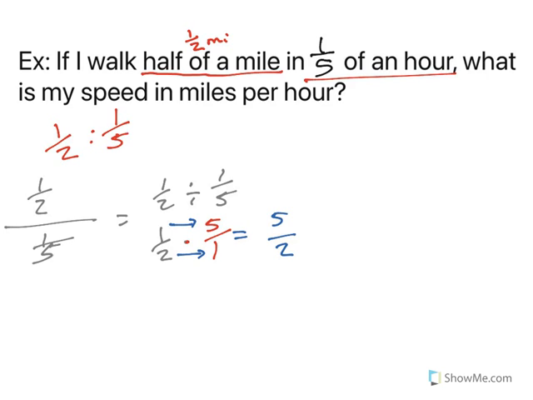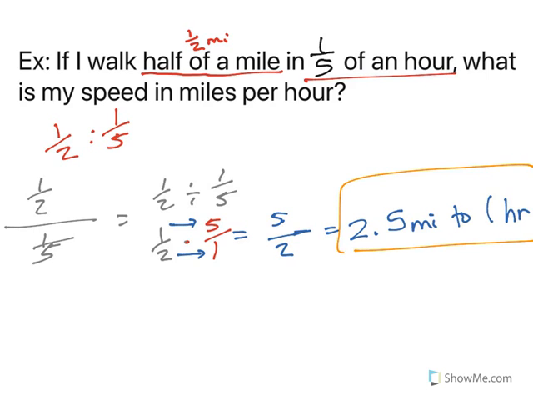If I make that a decimal, 5 divided by 2 is 2.5. So 2.5 miles to 1 hour. And now we've made it a unit rate. Okay, so that's dealing with fractional ratios and how we can make it. If you tell someone I can walk half a mile in a fifth of an hour, they're going to go, I don't know what that means. But if you can say I'm walking 2.5 miles per hour, now we can understand that, right?